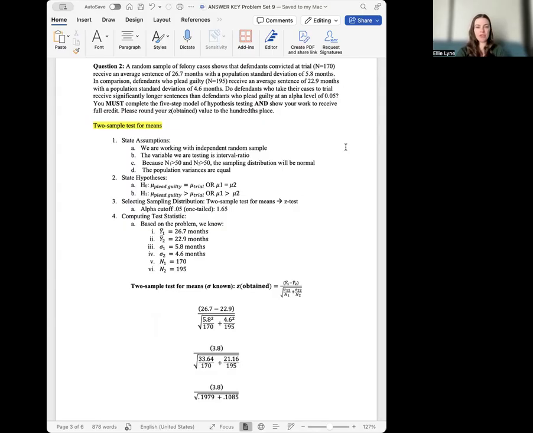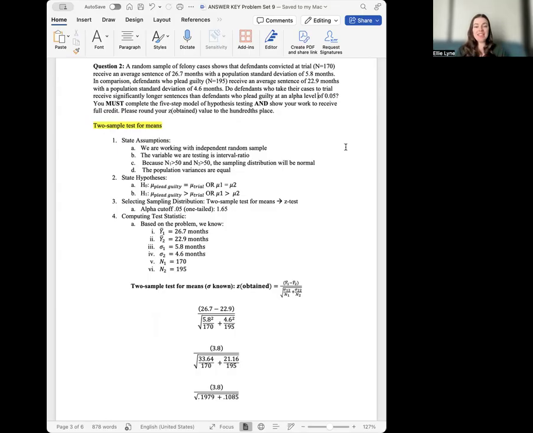So for stating our assumptions, just as we do for all of our hypothesis tests, the first thing is that we are working with independent random samples. Again, we know we have two distinct groups here, right? Those who plead guilty and those who take their cases to trial. You cannot do both of those things at the same time. You can only do one or the other. You can't both plead guilty and take your case to trial. You can't also take your case to trial and plead guilty, right? Those are mutually exclusive from one another. So we're good to go there.